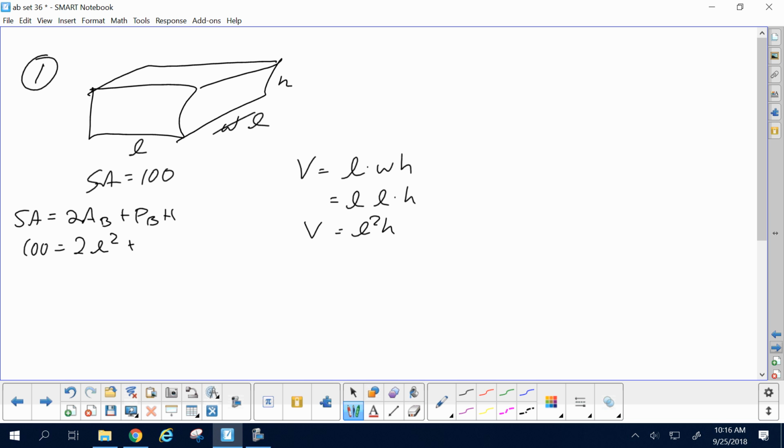Plus 4L times the height. You can solve this for h. So if you take 100 minus 2L squared divided by 4L, that.